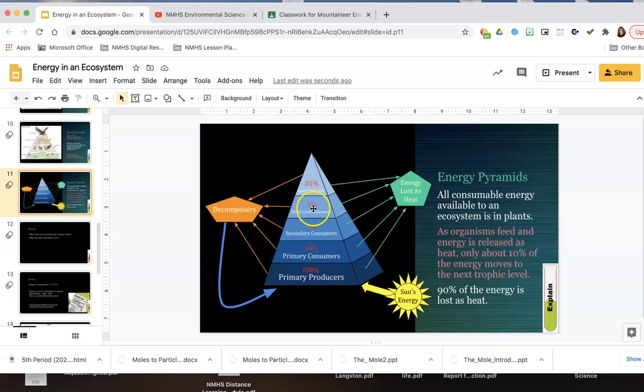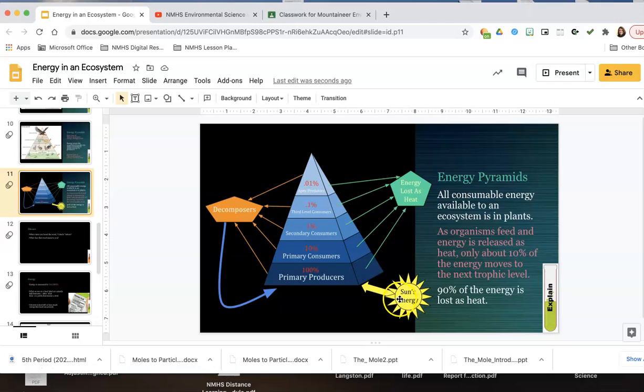All right, so how do you figure this out percentage-wise? Well, it's easy. If it's 10%, you just cut off a 0. So 100% becomes 10%, 10% becomes 1%, you're basically moving the decimal place over. 1% becomes 0.1%, and then 0.1% becomes 0.01%. So again, only about 10% of the energy moves up a trophic level on an energy pyramid. So the remaining energy, 90% of that energy, is lost in the form of heat.